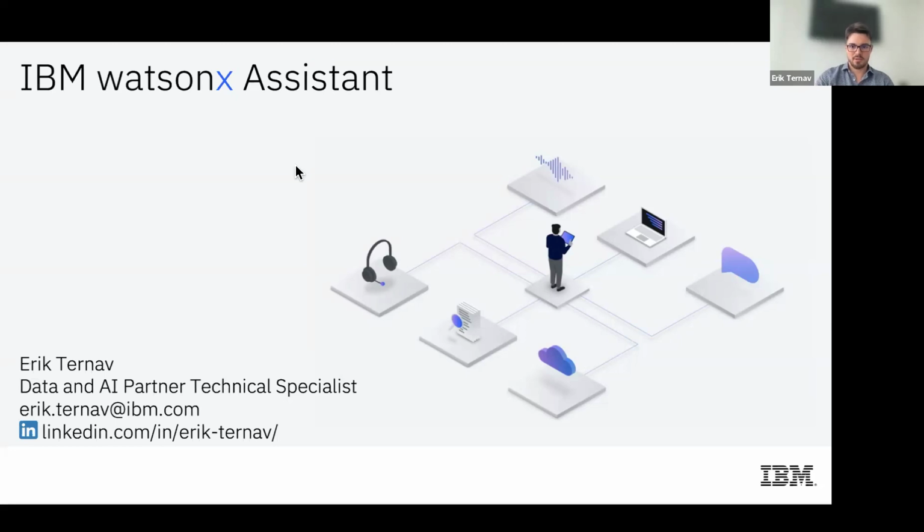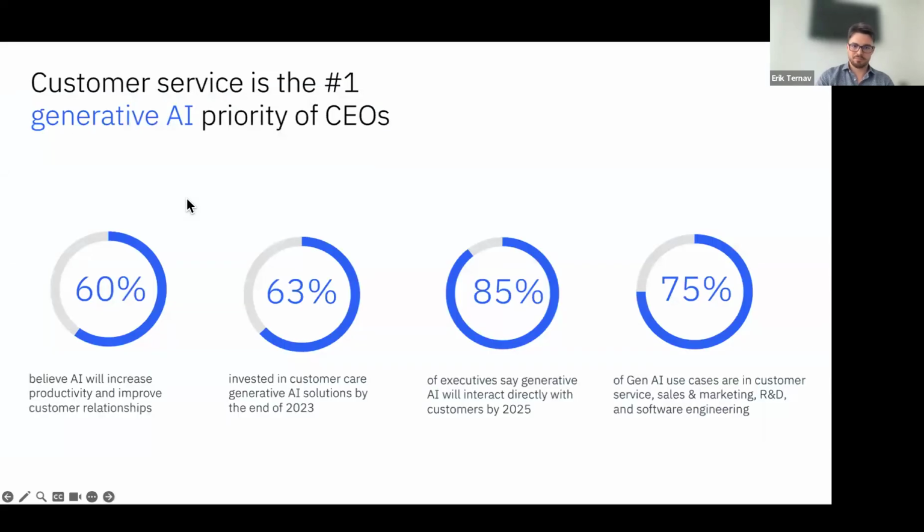Okay, so let's go into it. Customer service is the number one generative AI priority of CEOs. So when it comes to generative AI, most use cases are related to customer service. You can imagine, in the form of virtual agents or chatbots, right? Although I did make the distinction, from here on out I'm going to say chatbot just because it's a word that most people are familiar with.